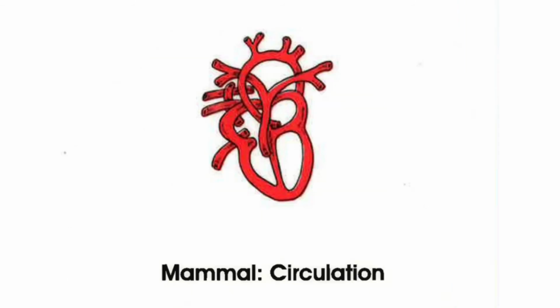The mammal has a 4-chambered heart. The heart chambers are the right and left atria and the right and left ventricles. The heart pumps blood through the entire body of the mammal.